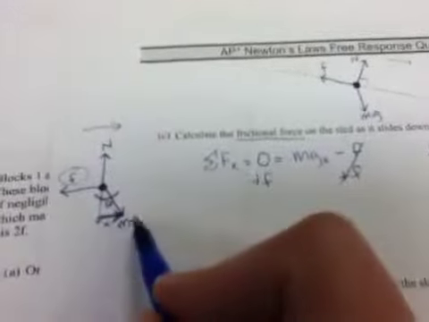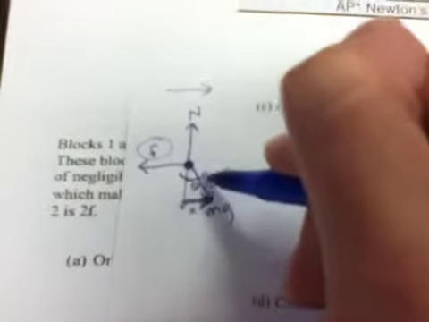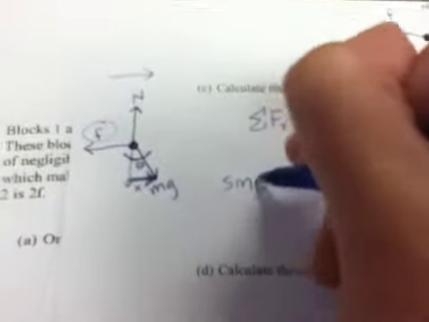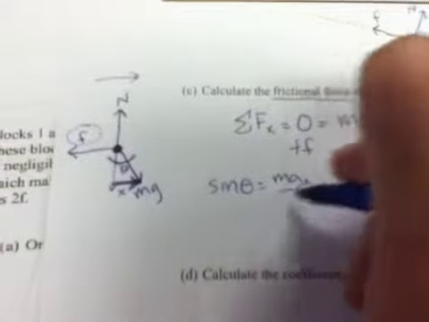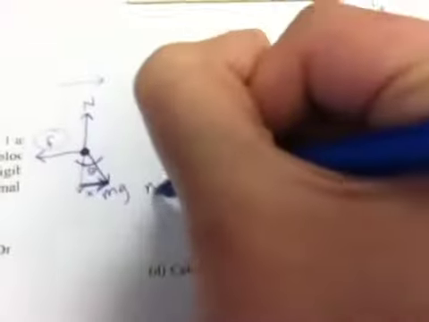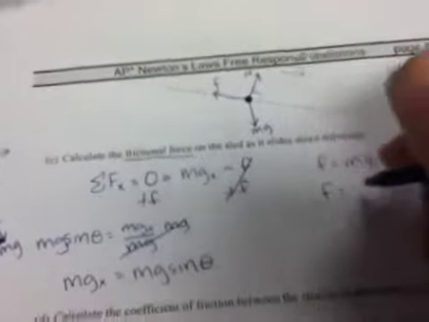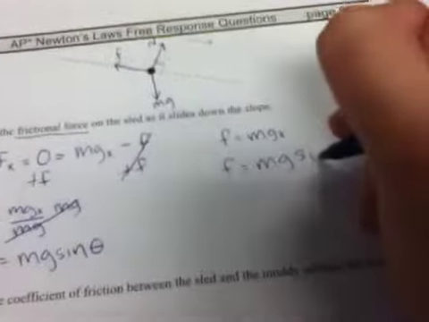And so mg in the x direction, can we just leave it like that? Do we know that? No, we don't. So we have to put this in terms of mg. And so we see that mg in the x direction is opposite of this angle right here. So mg is opposite of this angle. So we're going to say sine theta is going to equal mgx all over mg. So we multiply mg on both sides, and we end up with mg in the x direction equals mg sine theta. And so you end up with friction equaling mg sine theta.